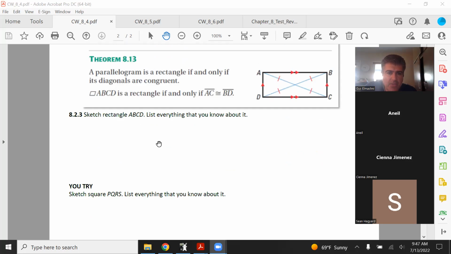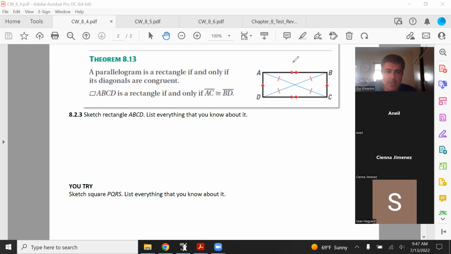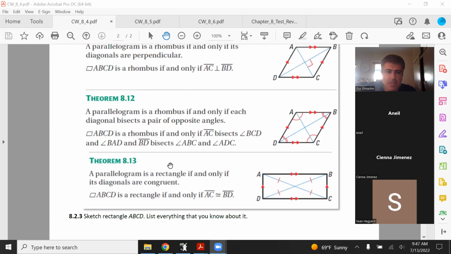This one here says sketch rectangle ABCD and list everything that you know about it. Obviously AD equals BC, that's congruent. AB is congruent to DC. Also AD is parallel to BC, and AB is parallel to DC. The diagonals bisect each other. They're all right angles. Same thing with a square, but all four sides are the same and all four angles are the same. So I think you guys get the point.